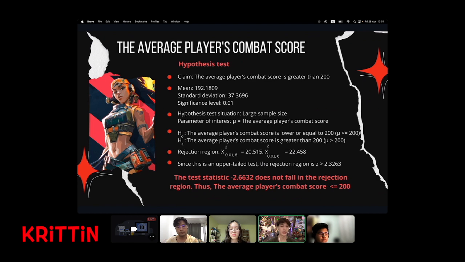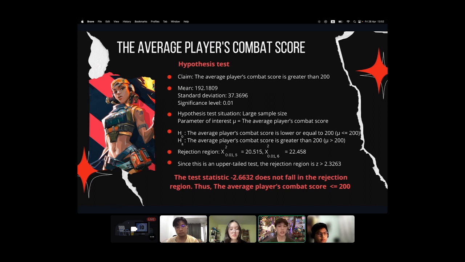Another is the hypothesis test. We set the claim to be that the average player's combat score is greater than 200. The mean is 192.1809, the standard deviation is 37.3696, and the significance level is 0.01. The hypothesis test situation is a large sample size. The parameter of interest mu is the average player combat score. Then we set the null hypothesis to be that the average player combat score is lower than or equal to 200, or mu is lower than or equal to 200. The alternative hypothesis is that the average player combat score is greater than 200.